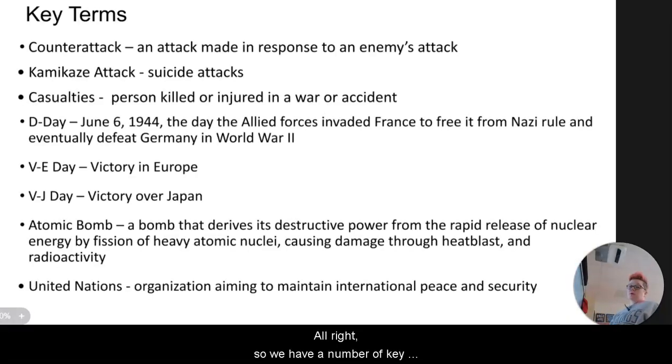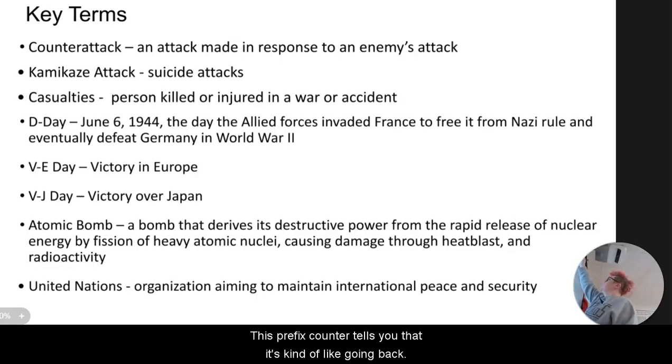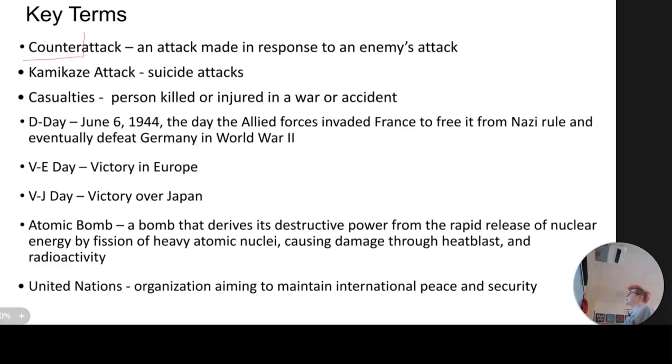All right, so we have a number of key terms on here, but they're good words for you to just make sure you know. They're more likely to pop up in readings about World War II, so I want to make sure you're familiar with them. So counterattack. It's an attack made in response to an enemy's attack. This prefix counter tells you that it's kind of like going back. You're going back towards something.